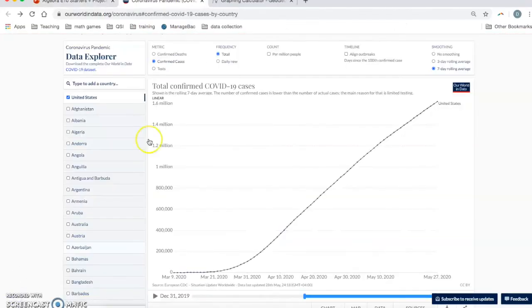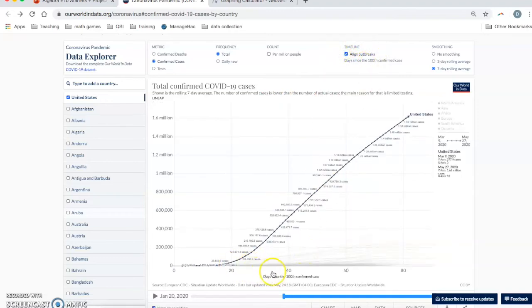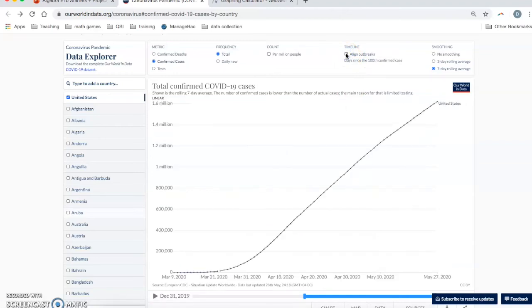Okay, so I'm back here at this graph. One thing I noticed is the x-axis before was counting in the number of days since the 100th confirmed case. I prefer to change that so that I can see the actual dates, because I'm not comparing countries right now. I'm just looking at one particular country. So if I uncheck this box, now it gives me the date down here and we can look at individual dates.